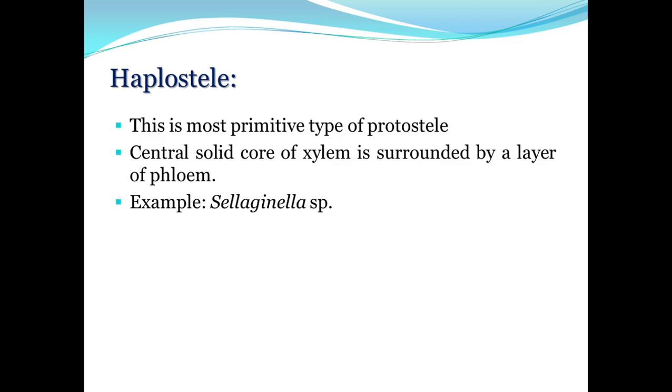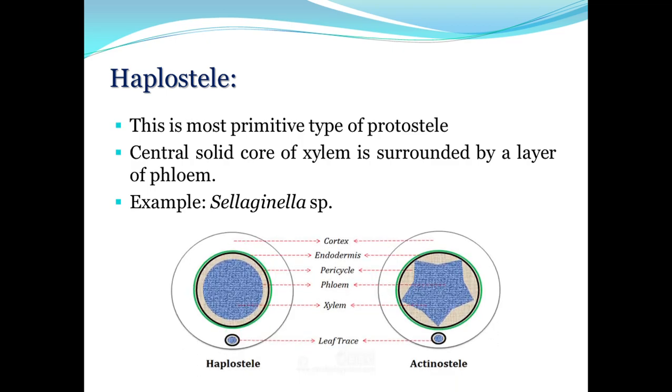Haplostele is the most primitive type of protostele. The central solid core of xylem is surrounded by a layer of phloem. For example, Selaginella species. This figure shows that the central mass of xylem is present and surrounded by the phloem. So that's why it's called the haplostele.